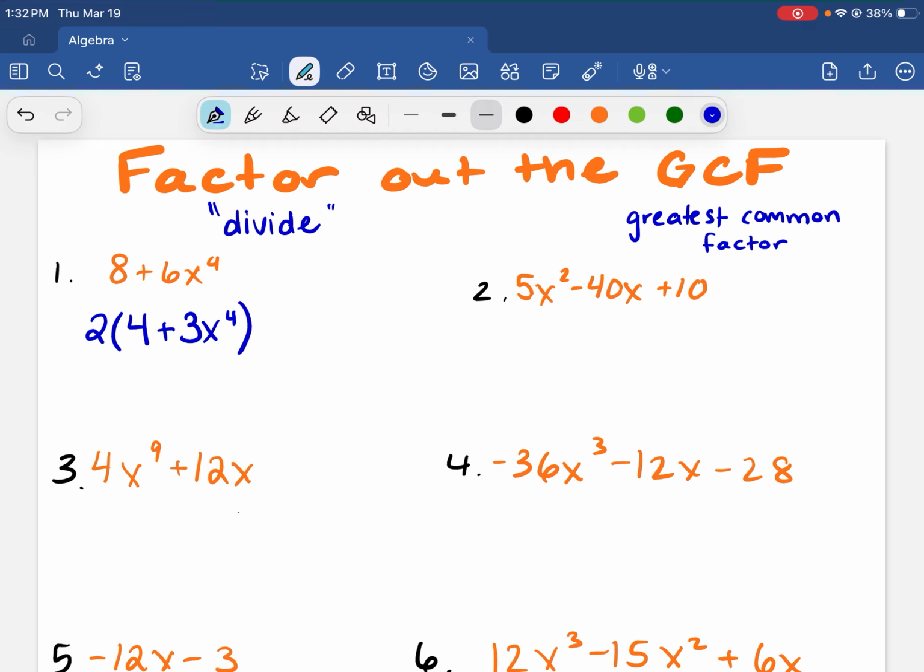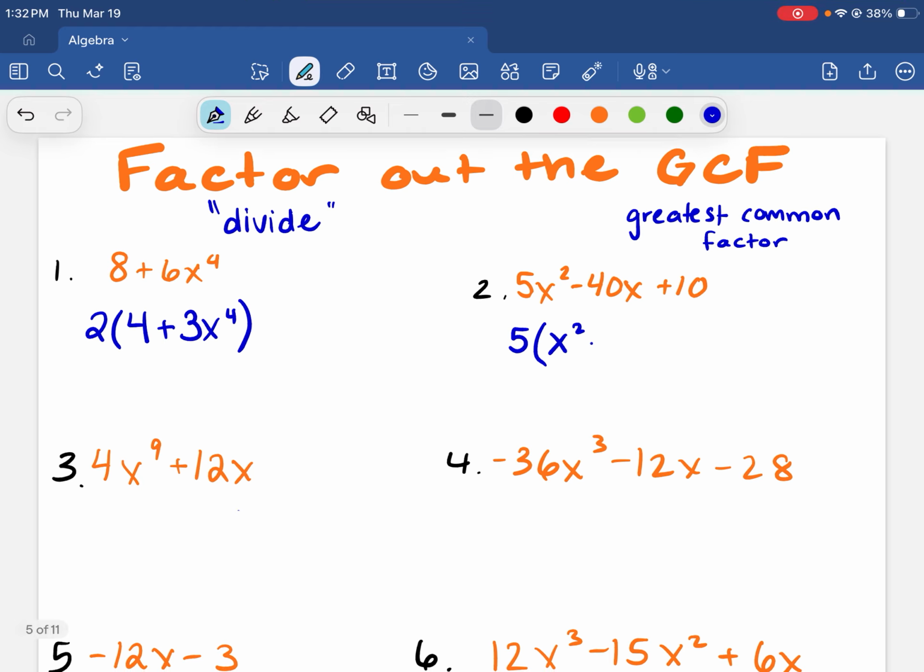Number 2, I have a trinomial. I have 3 terms here, 5x squared, negative 40x, and positive 10. 5, negative 40, and 10 are all divisible by 1 and by 5. So I'm going to factor out a 5 and think about it like division. 5x squared divided by 5 is x squared, or 1x squared. Negative 40 divided by 5 is negative 8x. Positive 10 divided by 5 is a positive 2.